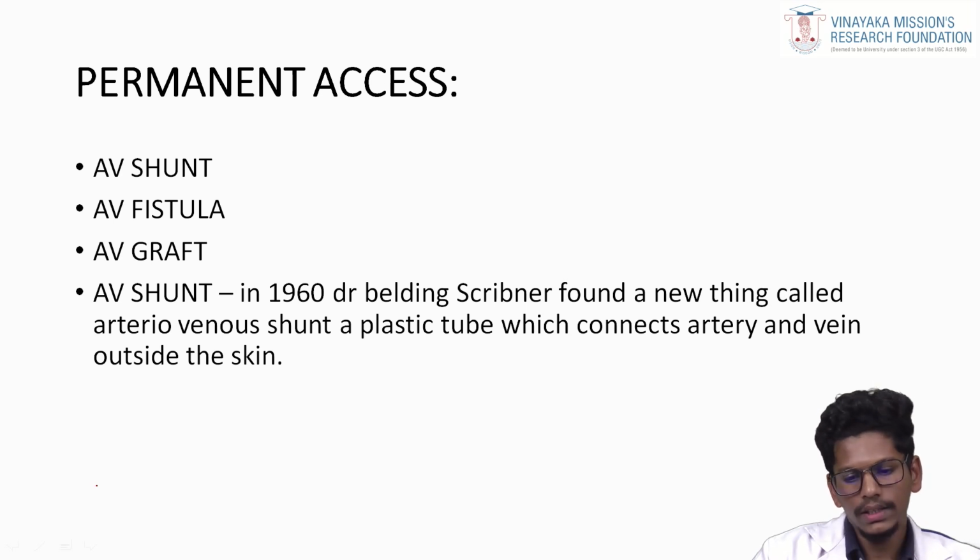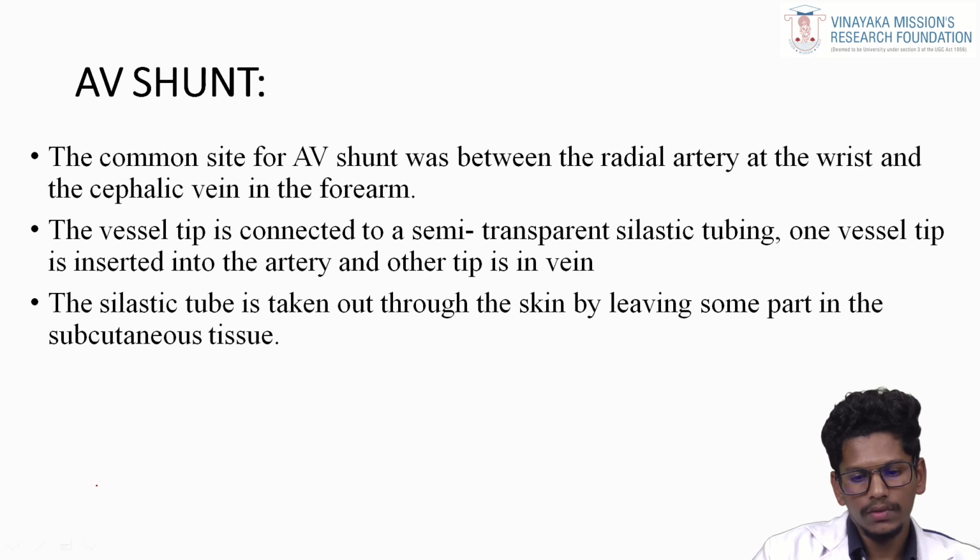In the AV shunt, in 1960, Dr. Belding Scribner found a new thing called the arteriovenous shunt, a plastic tube which connects an artery and vein outside the skin. The common site for the AV shunt was between the radial artery at the wrist and the cephalic vein in the forearm. The vessel tip is connected to a semi-transparent elastic tubing. One vessel tip is inserted into the artery and the other tip into the vein.